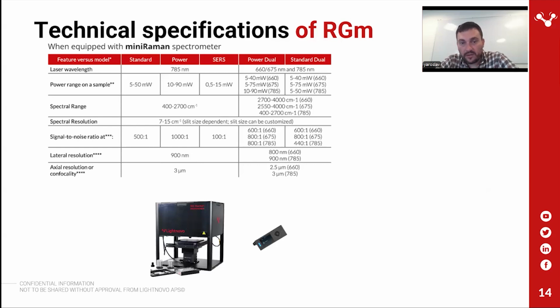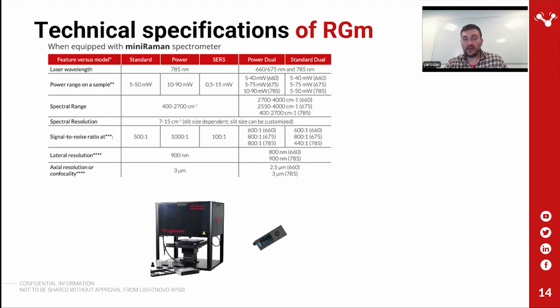The same goes with the dual unit, 660 and 785. It's power dual or standard dual. And here, different power ranges in the sample, as you can see, up to 90 milliwatts on the sample, depending on configuration. The power is tunable by the current of the device. Mini Raman, as I mentioned, is quite limited compared to RG.